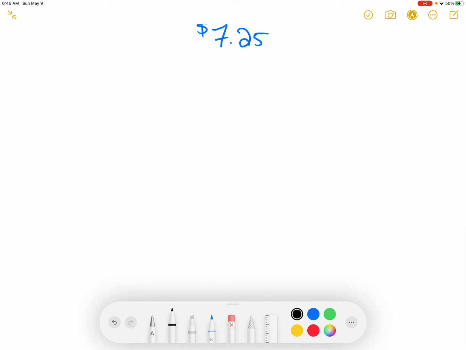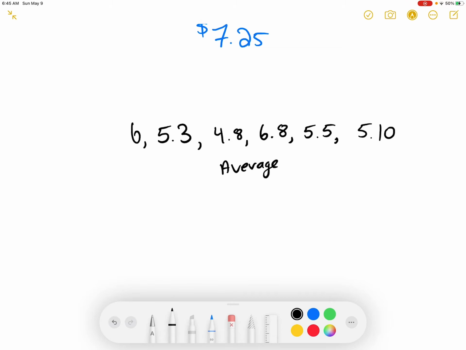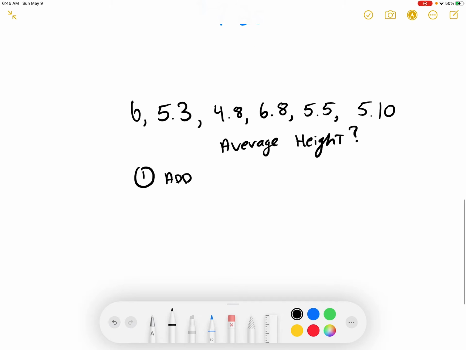Let's say the average height in a classroom. So in Mr. Thomas's classroom, the heights are 6 foot, 5'3", I don't know, 4'8", 6'8", and 5'5", and 5'10". What is the average height in Mr. Thomas's room? Well, step 1, you just add everything, right?